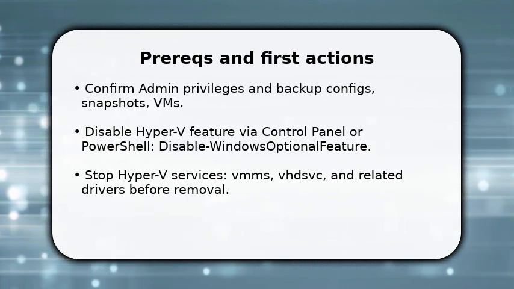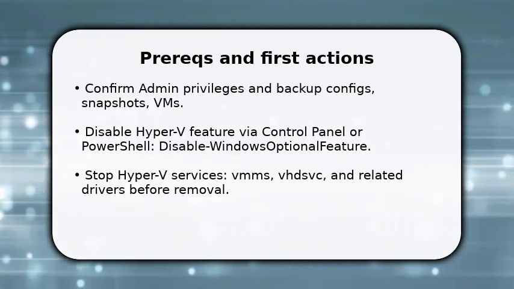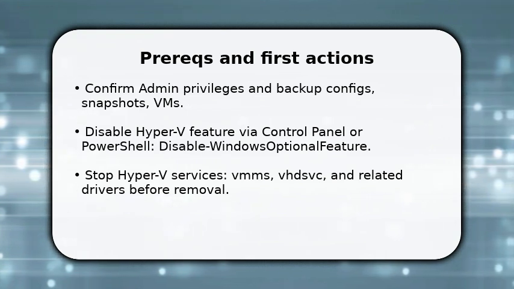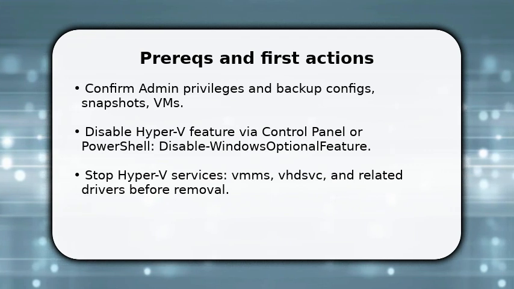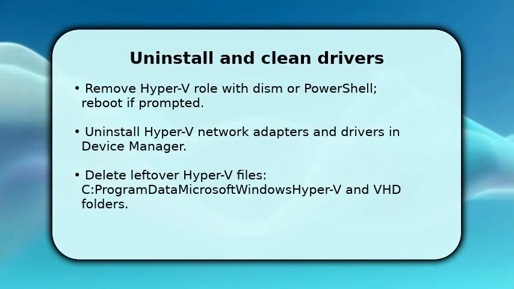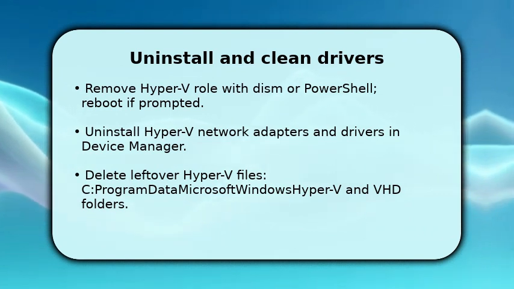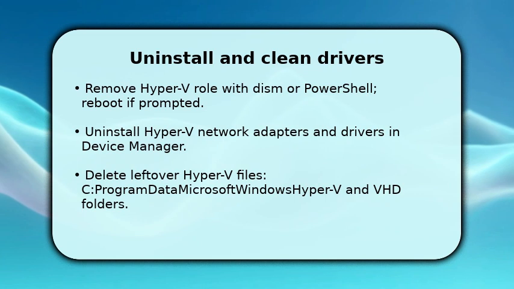Once services are stopped and the feature is disabled, remove the role completely. Run dism /online /disable-feature /featurename:Microsoft-Hyper-V-All, or repeat the PowerShell command, and then reboot. After restart, open Device Manager and uninstall any Hyper-V virtual network adapters and synthetic drivers. Choose Delete Driver Software when offered.